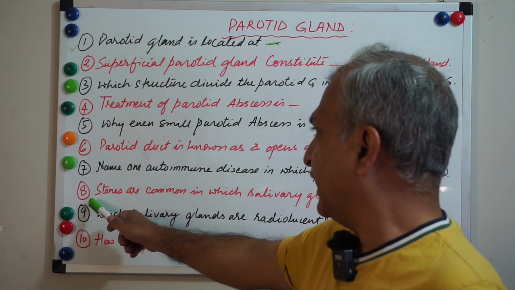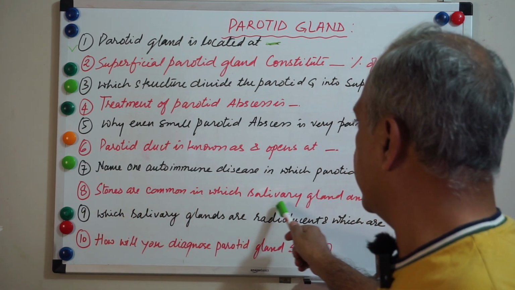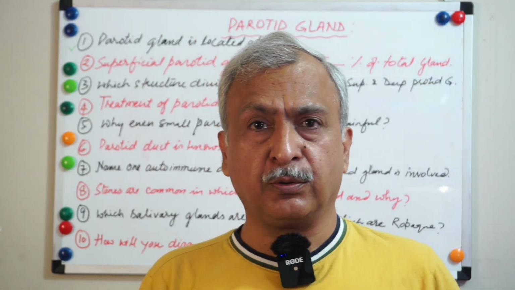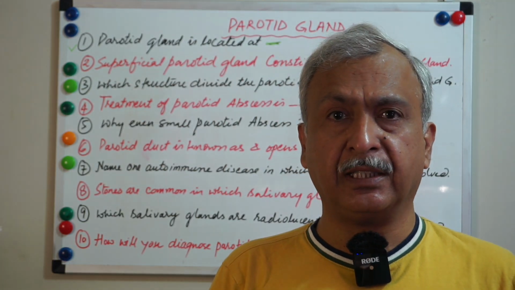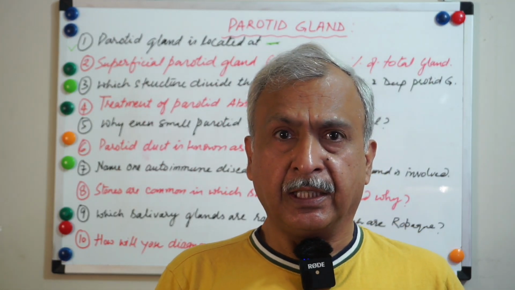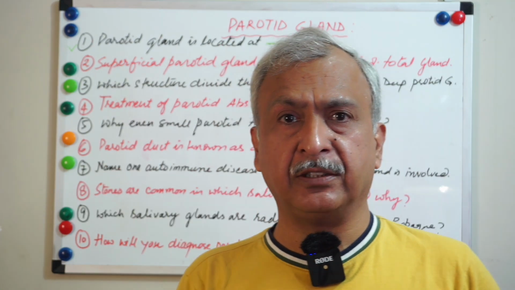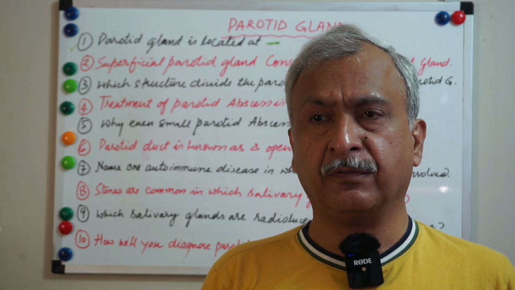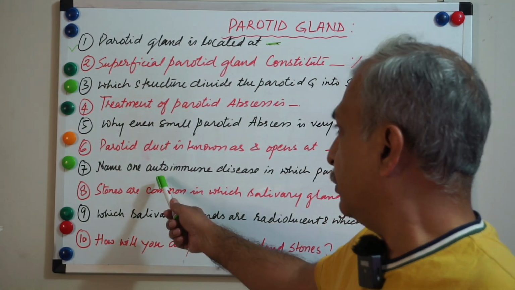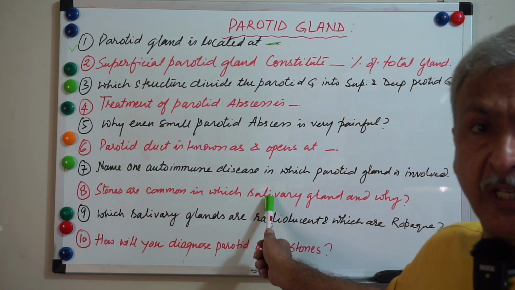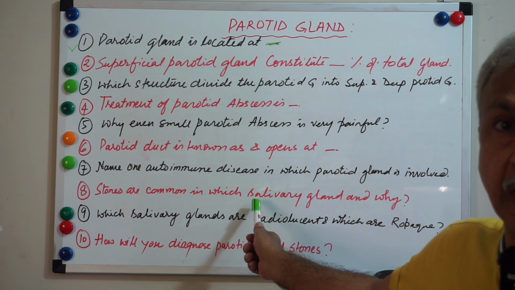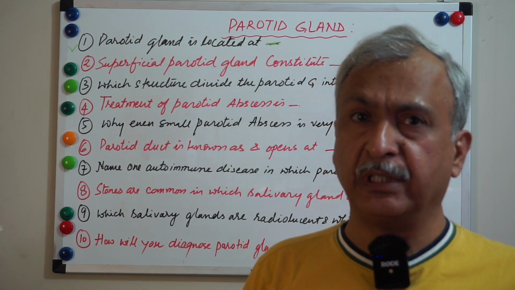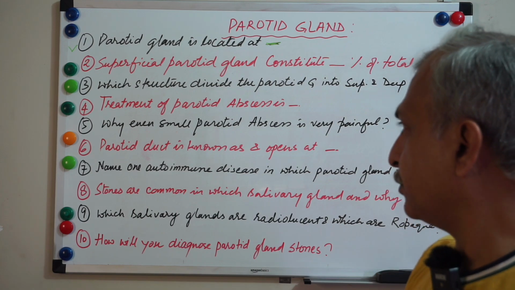So next question, the 8th, is: stones are common in which salivary gland and why? Because as you know, a stone can form in the parotid gland, in the submandibular gland, and even in other structures like the ureter, kidney. So there must be some reason for the formation of the stone. So you have to give in which gland, parotid or the submandibular, these stones are common, and why these stones are common in that particular gland.